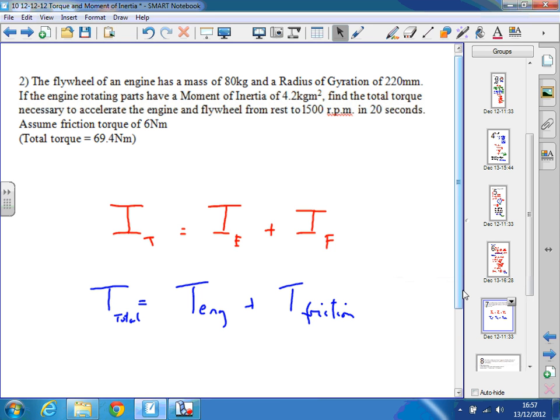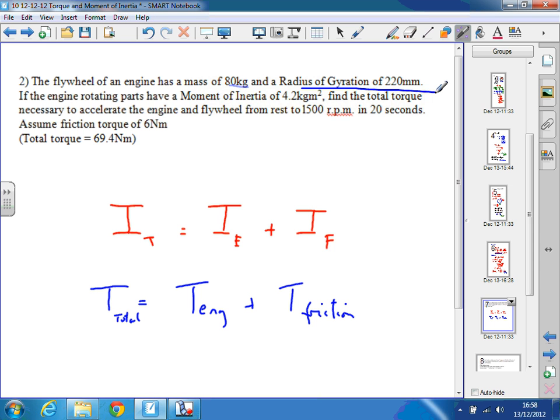So, moment of inertia tutorial question number 2. Things to bear in mind in this one, in addition to what we've been talking about already, are that in this particular question, the flywheel has a moment of inertia, and we can calculate that because we know its mass and the radius of gyration, k.